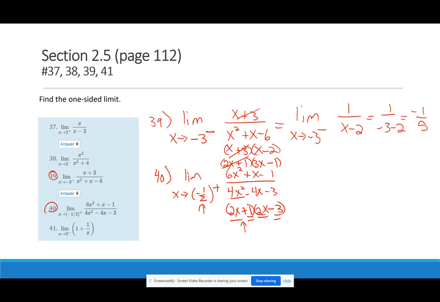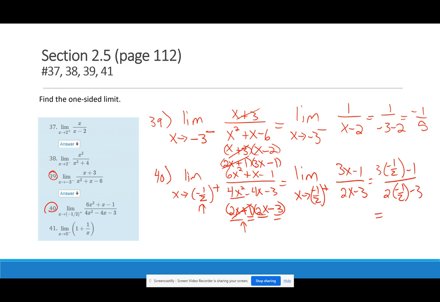Okay, so now the original limit is equal to the limit as x approaches negative 1/2 from the right of 3x minus 1 over 2x minus 3. I was able to knock out that removable discontinuity. Now I'm going to try direct substitution. Doesn't really matter whether it's from the right or the left. In this case, I'm just going to plug it in because it doesn't give me a trouble spot. And I get a negative 3/2 minus 1, negative 3/2 minus 2/2.